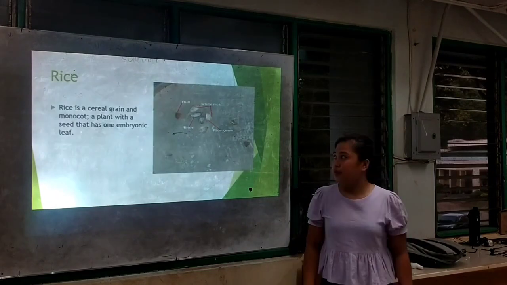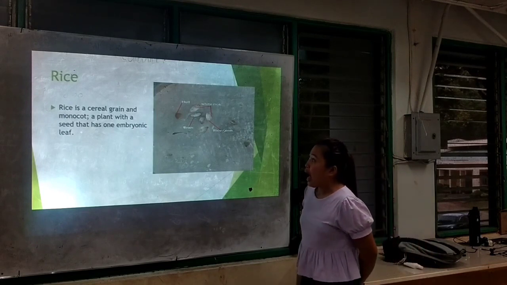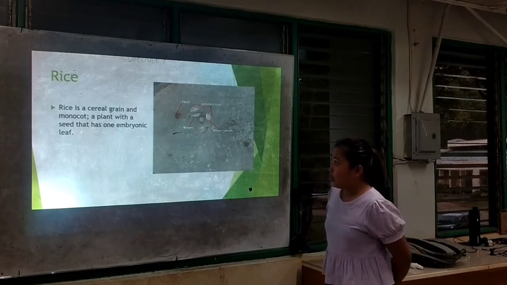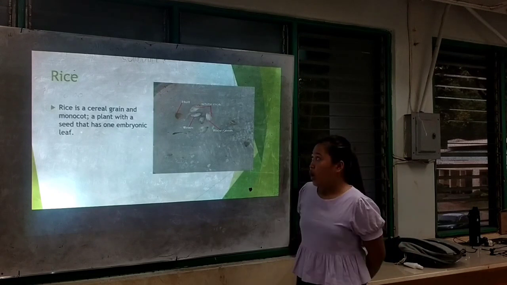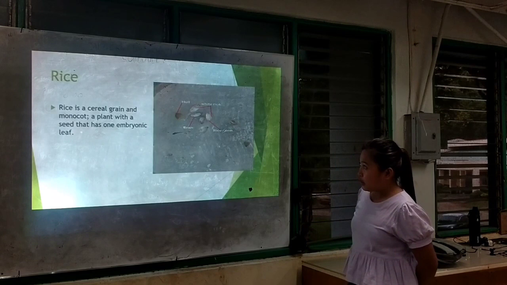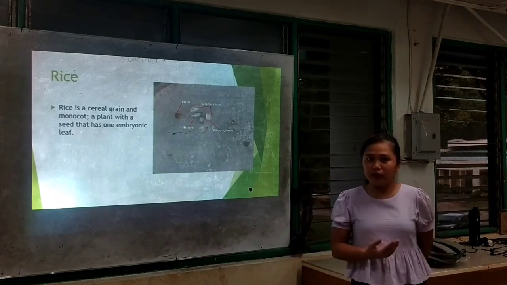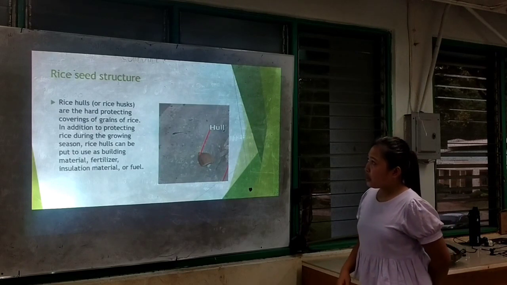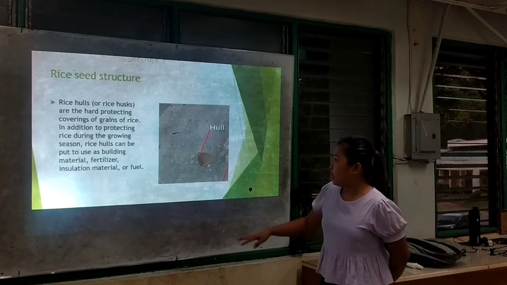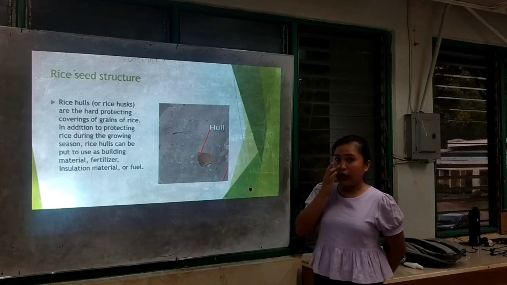Rice is a cereal grain and a monocot, a plant with a seed that has one embryonic leaf. Mono means only one, so it has only one embryonic leaf. Next is the rice seed structure, the parts of the seed structure of rice.